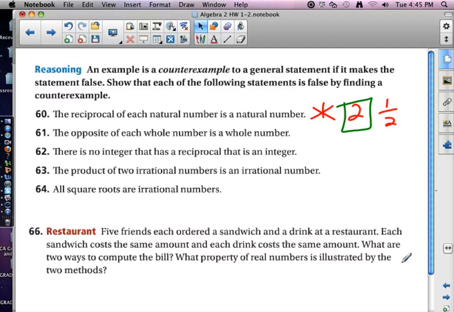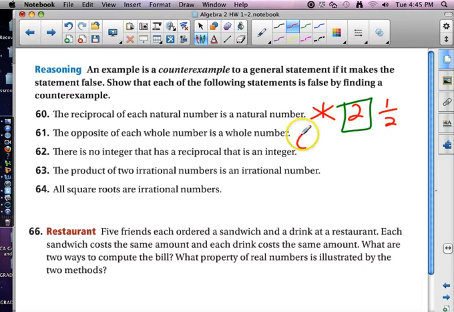Number 61 says the opposite of each whole number is a whole number. All right, so again, you start thinking. We need a whole number here, but we need a whole number where the opposite is not a whole number. So with number 61, you just go through them. The opposite of 0, well, we don't really have an opposite of 0, so you can't use that. So that's out. Think about 1. Well, the opposite of 1 is -1. So the opposite of the whole number 1 comes out to be -1. And -1 is not a whole number. So 1 would be a good counterexample for that one.